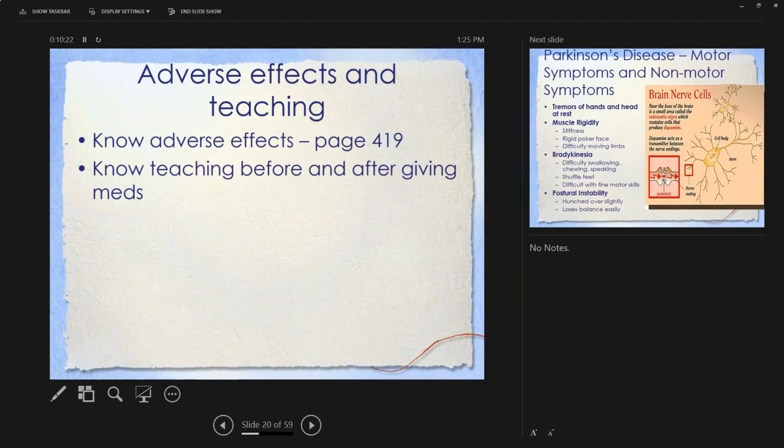You need to know the adverse effects in teaching, what you teach before and after. The common side effects are in the side of your textbook: nausea, vomiting, dizziness, headache, fatigue, drooling. If they have an overdose, they may have upset stomach, vomiting, drooling, sweating, and a slow heart rate, bradycardia.